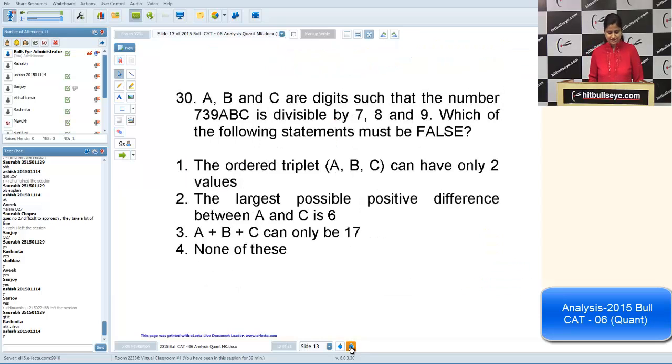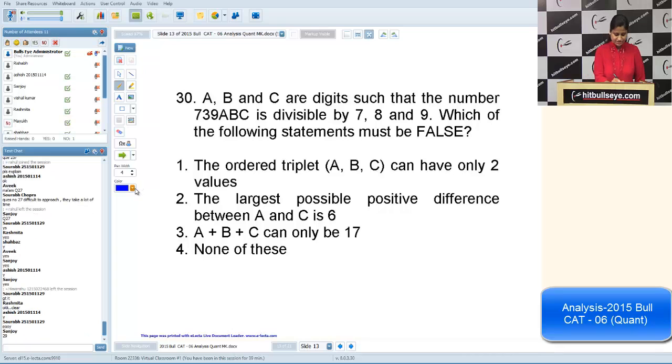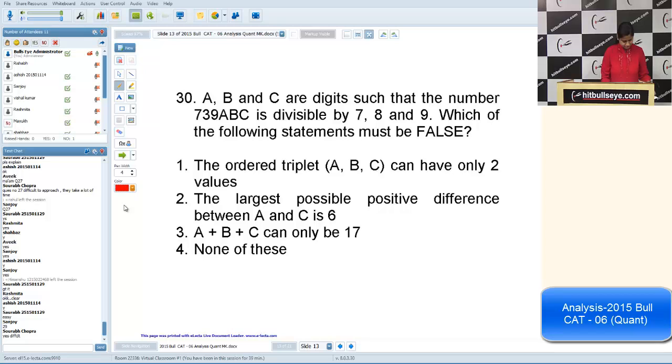Question number 30. Yeah, any problem in this question? Sanjay, I have just explained question number 29. Okay, let us see. It was a difficult question actually. Calculation.